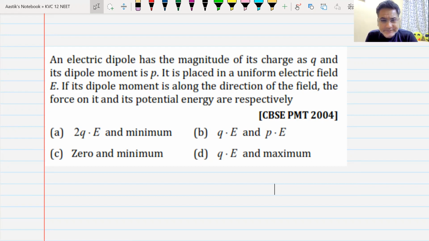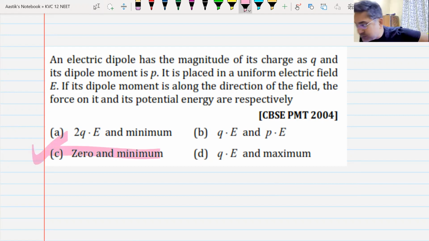Yes, beta. Abhiram is the only one who is giving answers. Force is 0, potential energy is minimum, angle is 0. So the answer is C. Well done, Abhiram. Well done.